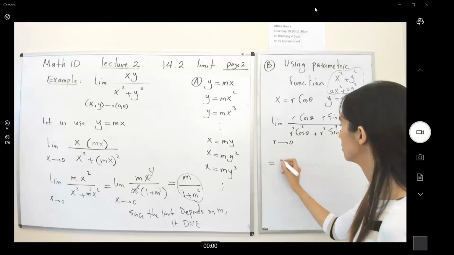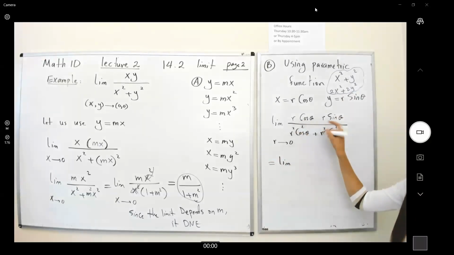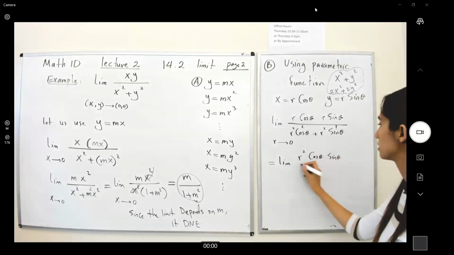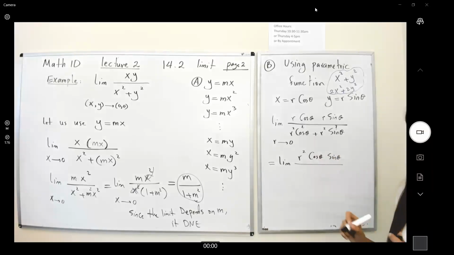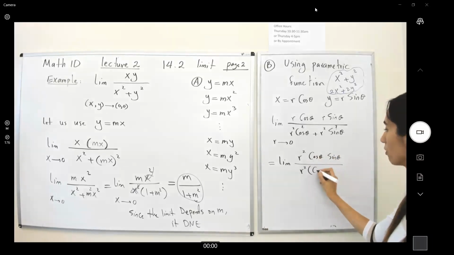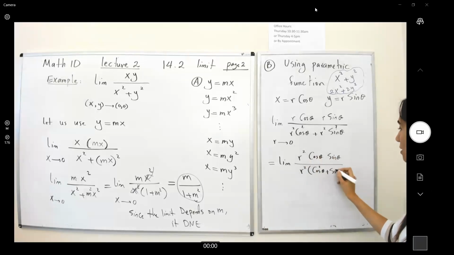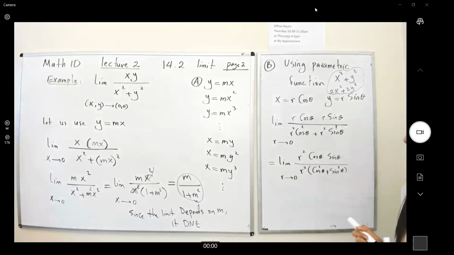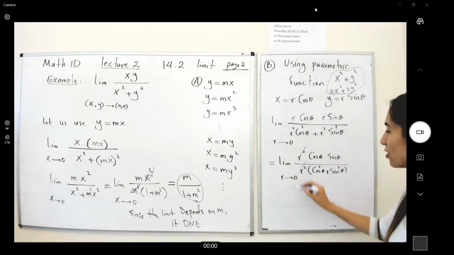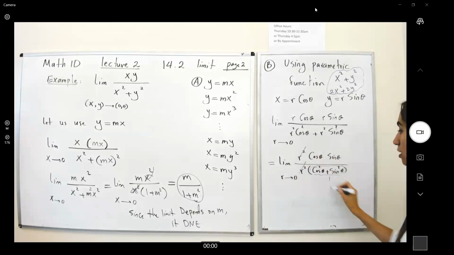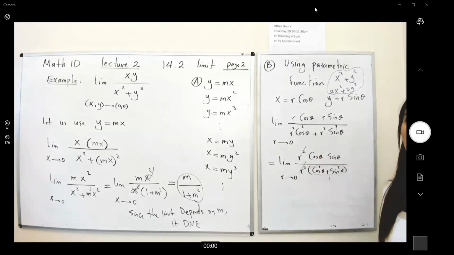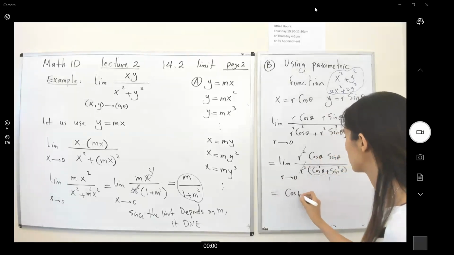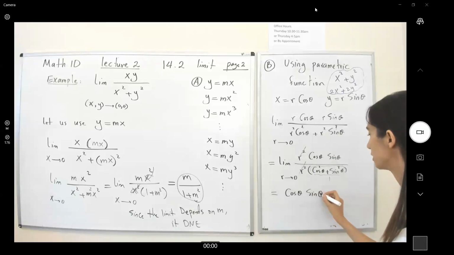This is equal to the limit of r times r, you get r squared cosine theta sine theta, divided by, here I'm factoring out r squared, so what's left? Cosine squared plus sine squared, as r goes to 0. Now I can cancel out r squared, and this is just 1. So the limit depends on theta. This is equal to cosine theta times sine theta.